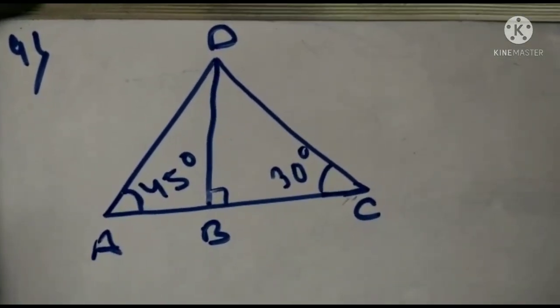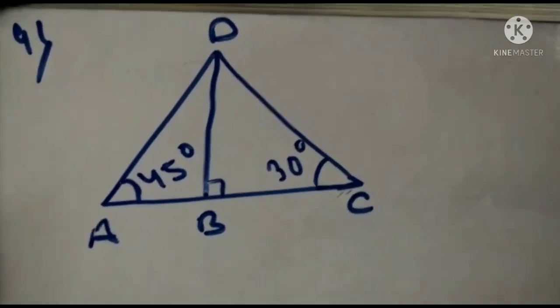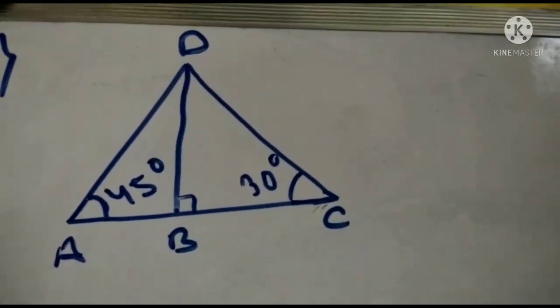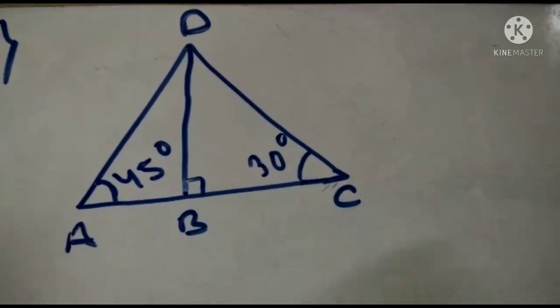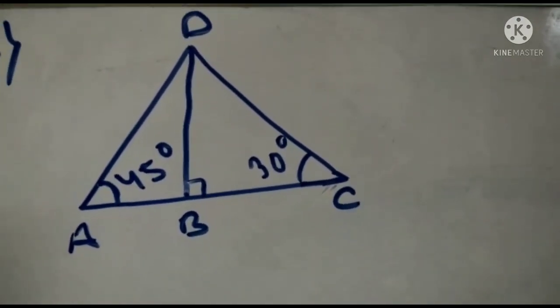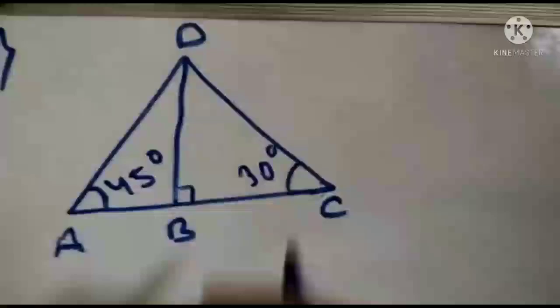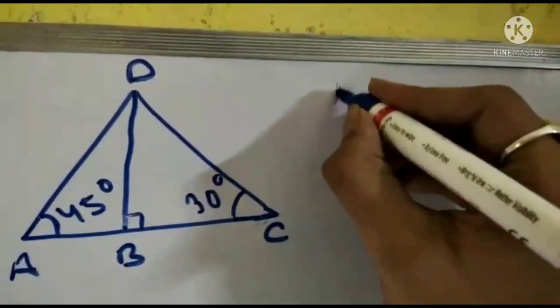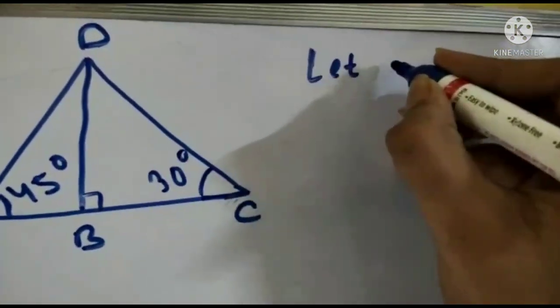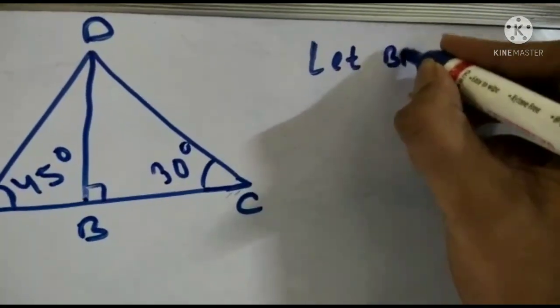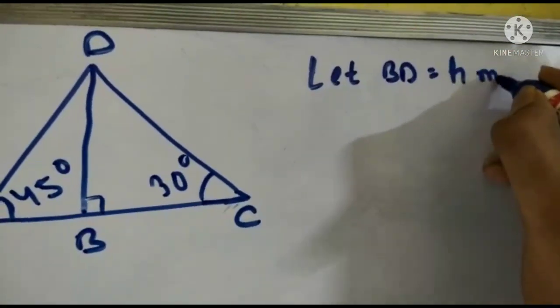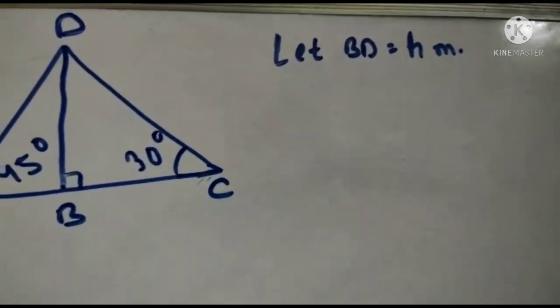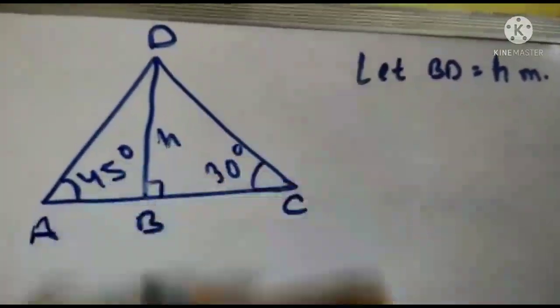Now see, in the question it is told that take root 3 as 1.732. We will see later what is the use of this. Now BD we don't know, so let us take BD as height. In both the triangles BD is considered to be the height, or you can say the perpendicular. So let BD equal H meters. So we have taken BD as H.